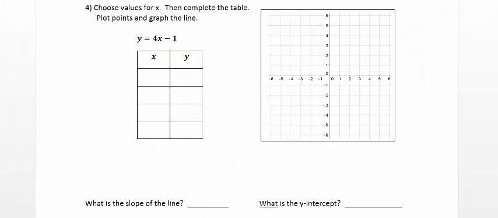Go ahead and do number 4 on your own. Choose the same values that we did up in number 3. Choose values for x. We can just choose -1, 0, 1, and 2. Plug them in for x and find the values for y, and then plot the points. Pause the video and come back and check your answer.